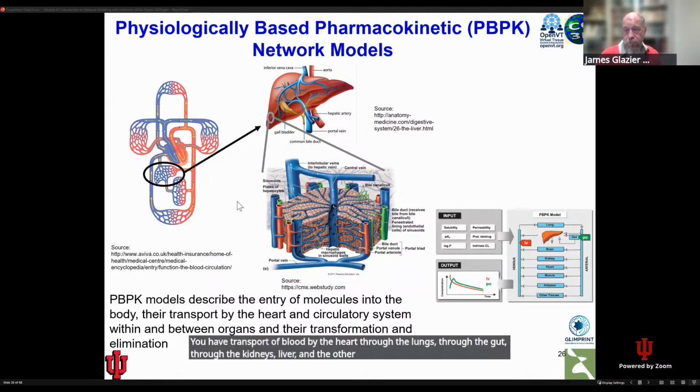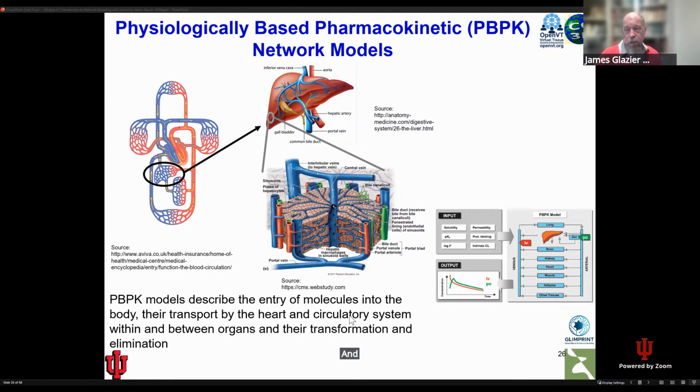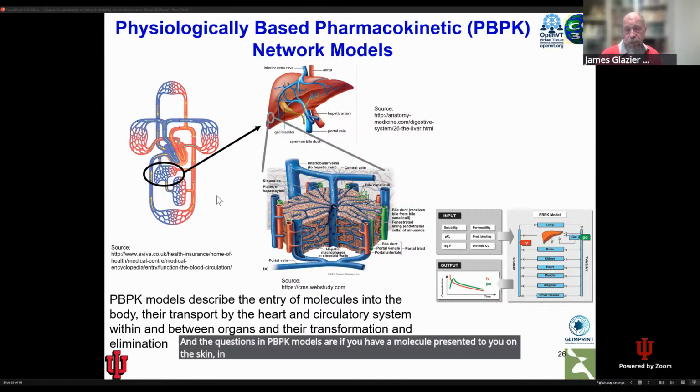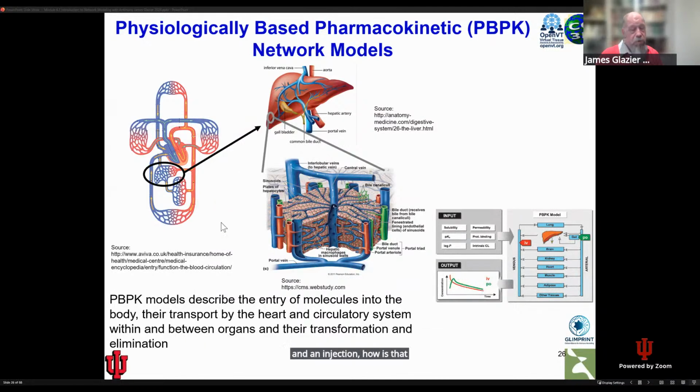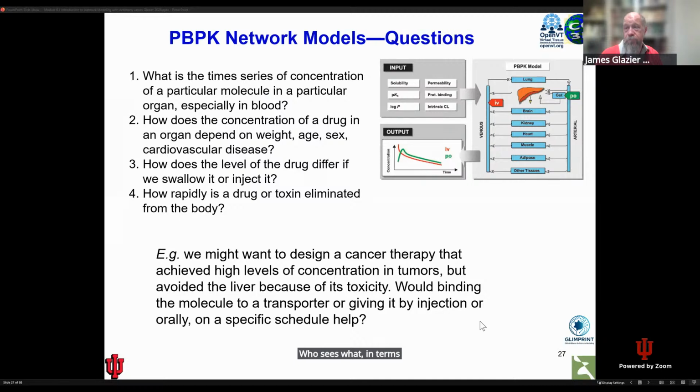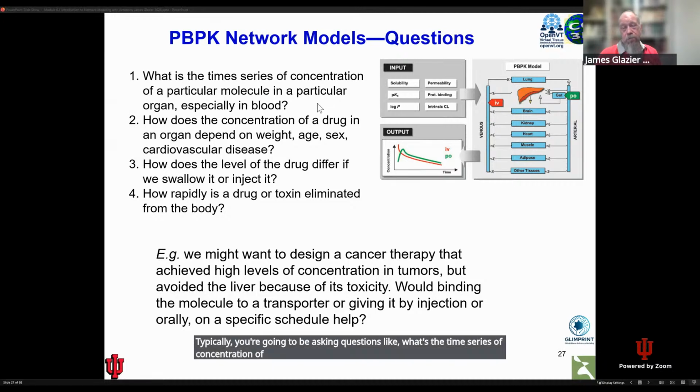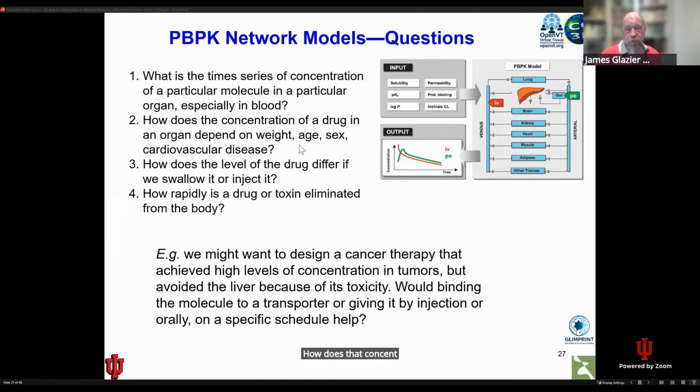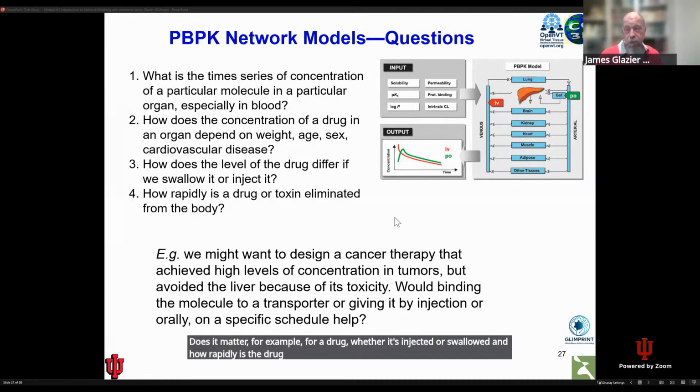And the classic questions in PBPK models are, if you have a molecule presented to you on the skin, in the gut, in an injection, how is that molecule distributed and eliminated from the body? Who sees what in terms of concentration? Typically, you're going to be asking questions like, what's the time series of concentration of a molecule in a particular organ after a dose? How does that concentration depend on the individual's weight, age, sex, cardiovascular disease? Does it matter, for example, for a drug, whether it's injected or swallowed? And how rapidly is the drug or toxin eliminated from the body once we're exposed?